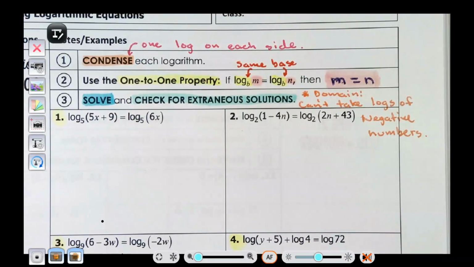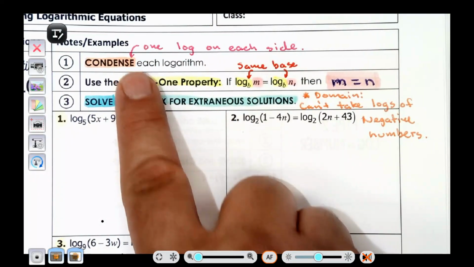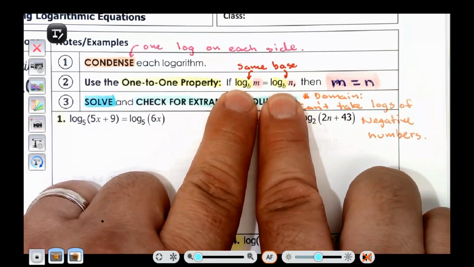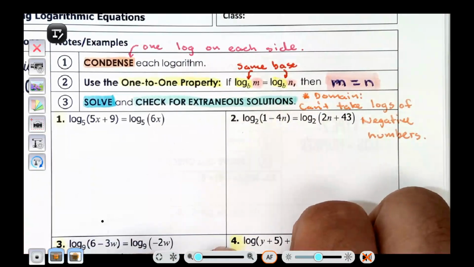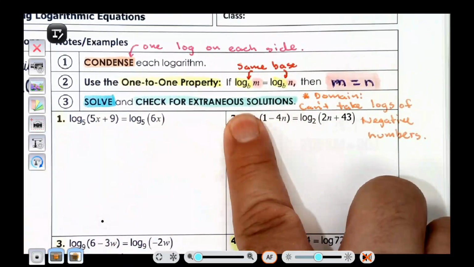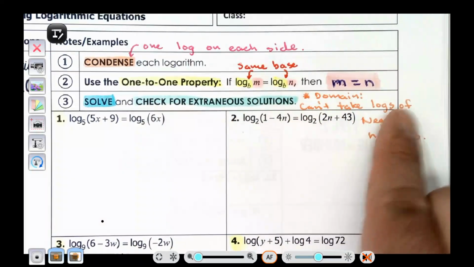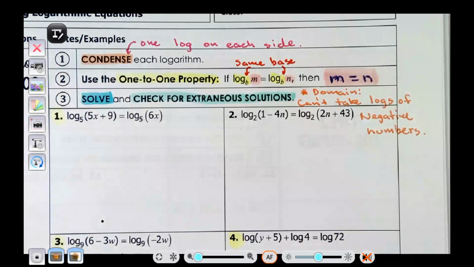So again, the biggest thing is we're going to have one log on each side. So condensing, I'm going to use that rule. The one-to-one property means they have to have the same base. Well, then I drop the base and I make these equal to each other. And then I just solve, but again, you do have to watch out. This is only the third time in math that we have to be careful with a domain where you can't take logs of negative numbers. We're not going to use this box, so feel free to use it to write that in there.